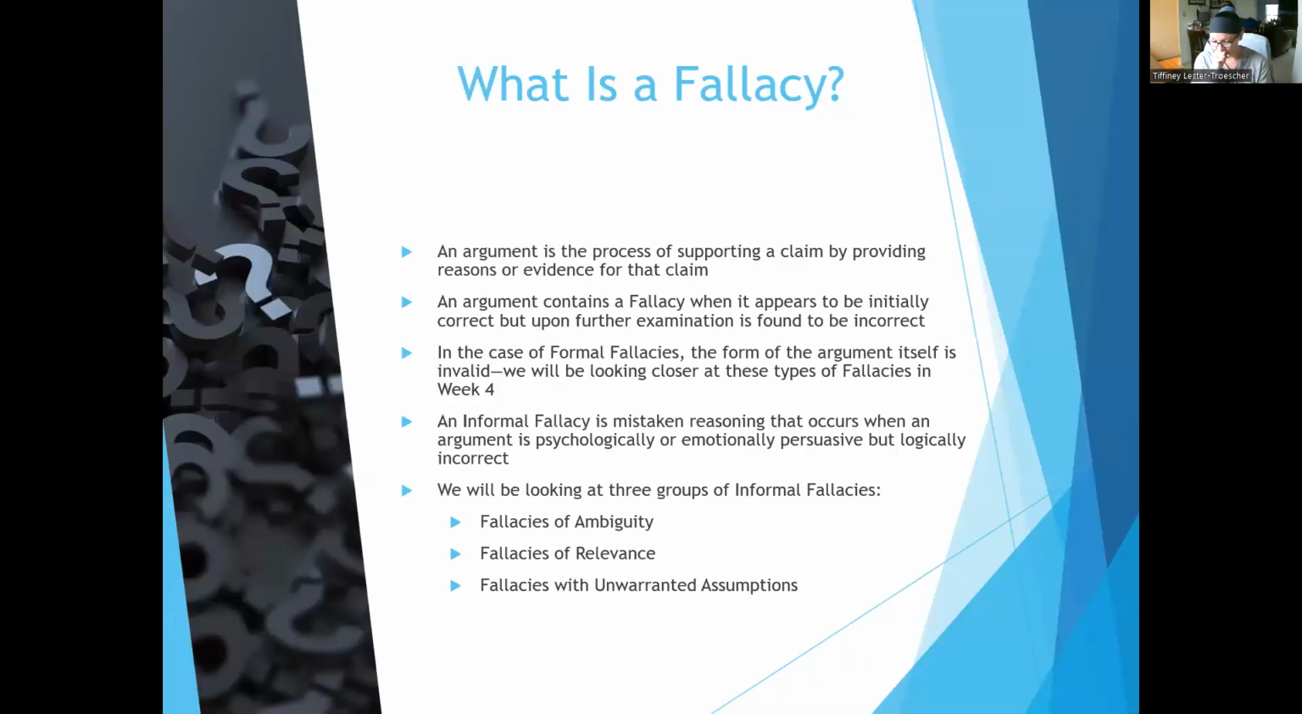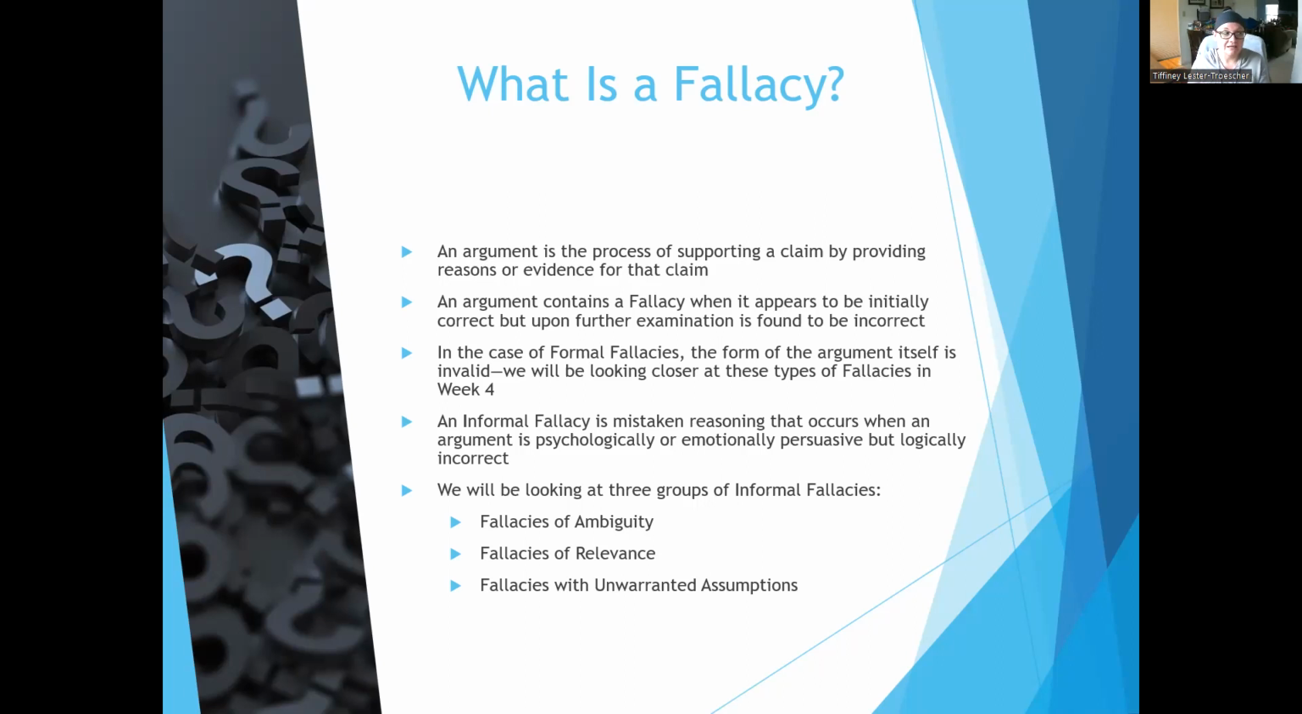So fallacies relate to how an argument is supported, right? So we have an argument. An argument is the process of supporting a claim by providing reasons or evidence for that claim. An argument contains a fallacy when it appears to be initially correct, but upon further examination is found to be faulty or incorrect. In the case of formal fallacies, it is the form of the argument itself that is invalid. And we're going to talk more about that next week.